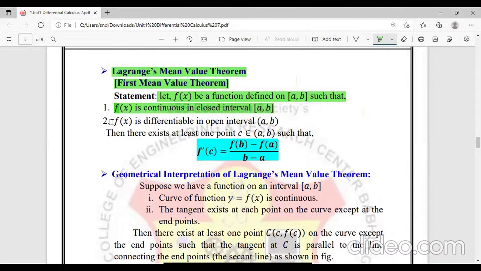For a function to be continuous, the function must have a continuous graph, so that the function is said to be continuous in that interval. The second condition is that f of x is differentiable in the open interval AB. Then, according to the theorem, there exists at least one point C which belongs to the open interval AB, such that f dash of C is equal to f of B minus f of A divided by B minus A.